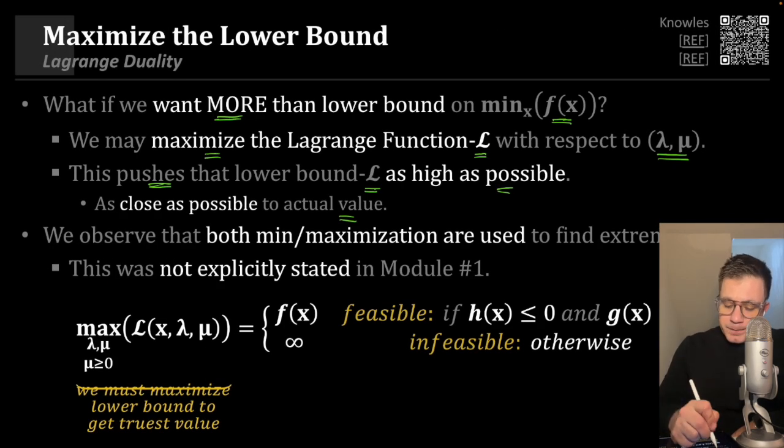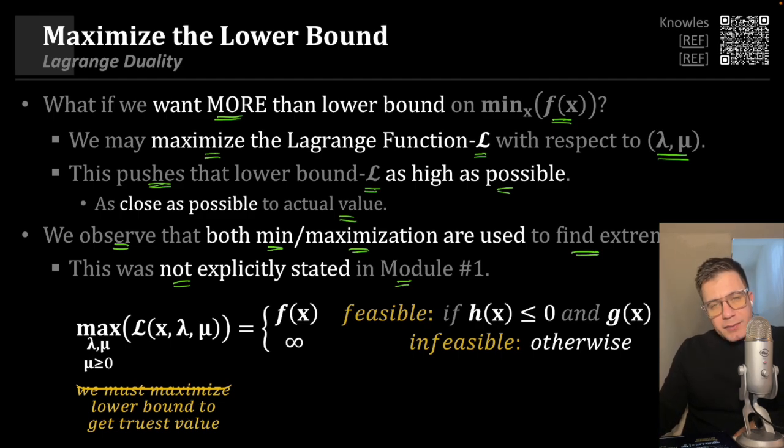So we observe that both minimization and maximization are used to find the extrema, right? Minimization with respect to x and maximization with respect to lambda and mu. And that was really not explicitly stated in module number 1. We kind of sidestepped that issue, talked about finding extrema and taking the gradient of the Lagrange function with respect to both primal and dual variables, setting them all equal to 0, which may have led some people to assume we were looking for a minimum when that wasn't what we were doing.